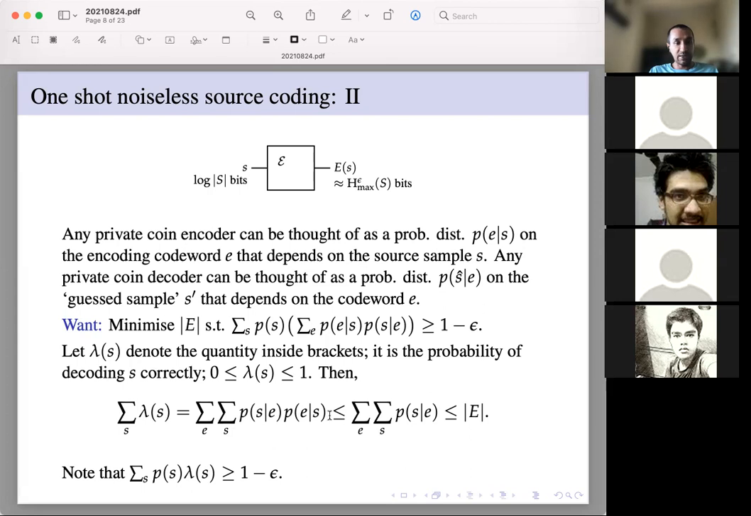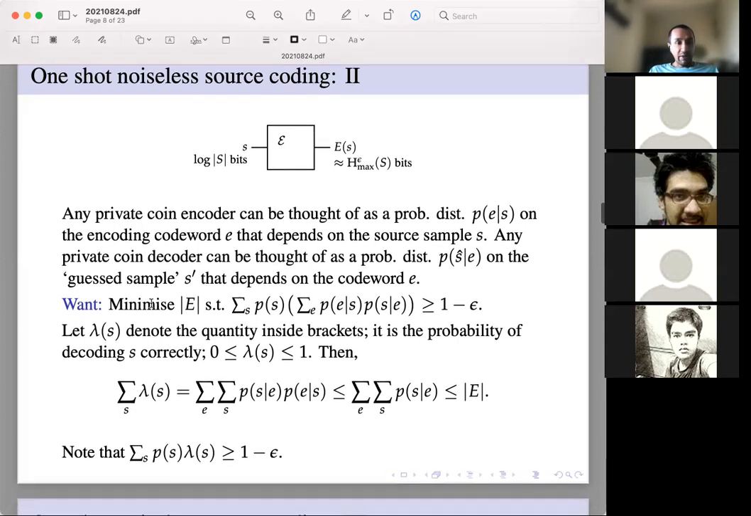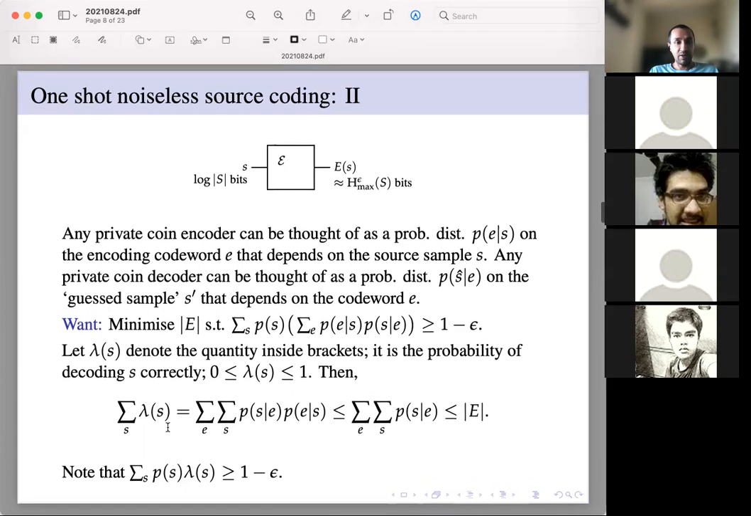And furthermore, what is the summation of lambda S? You can do some jugglery, and you can see that summation lambda S is less than or equal to mod E, the size of the codeword space. And what else do we know? It is the same expression which I've written in terms of lambda S. So I know that the average of lambda S over PS is at least 1 minus epsilon. That is the correctness required. Is this slide clear?